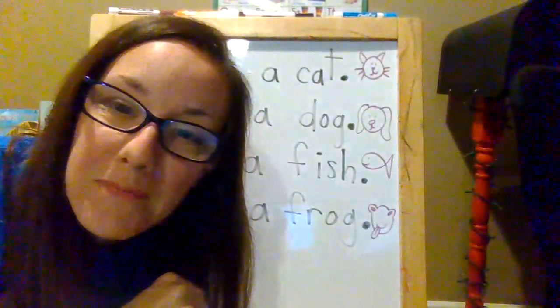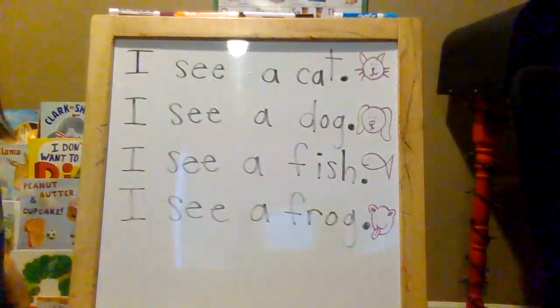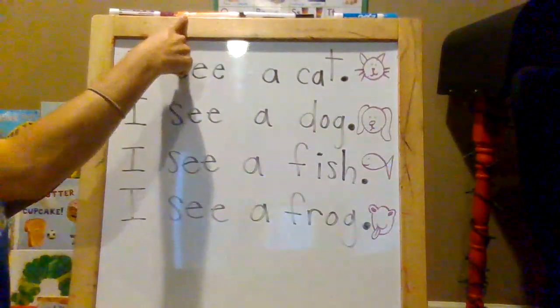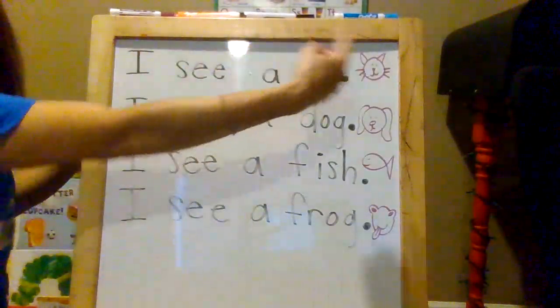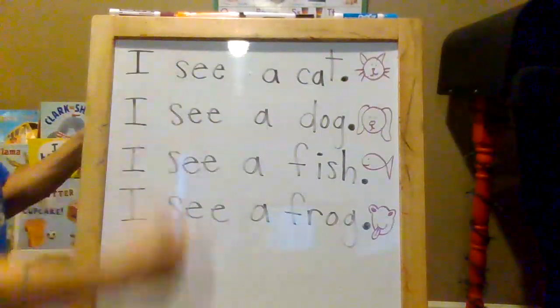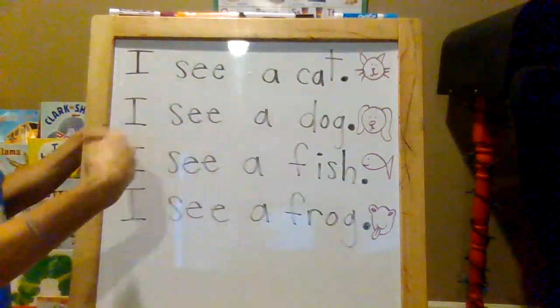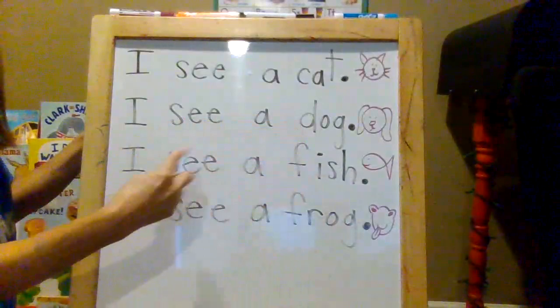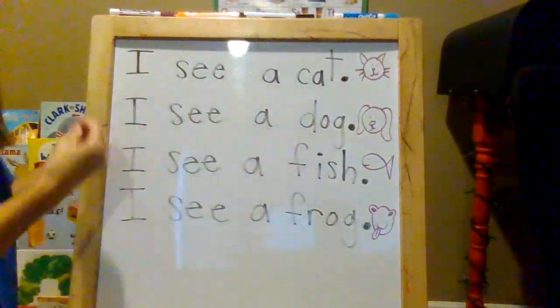So here we go. First of all, kindergarten, when we read, we start at the top of the text and work our way down, and we start from the left to the right. Top to bottom, left to right, left to right. That is how we read and how we write.